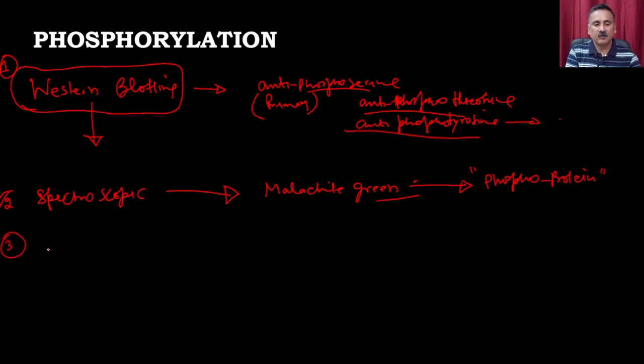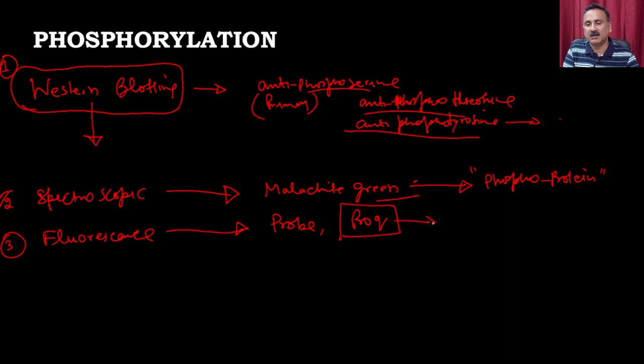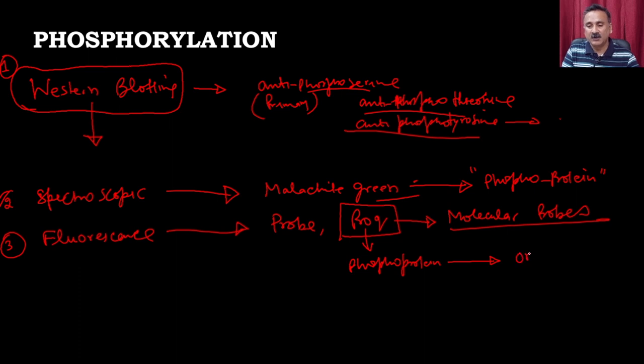Number 3, you can also use fluorescence or fluorescence spectroscopy. Here you can use a probe which is called Pro-Q. Pro-Q is a proprietary probe which is available from Molecular Probes, and when it reacts with the phosphoprotein, not the normal protein, it is going to give you orange fluorescence.